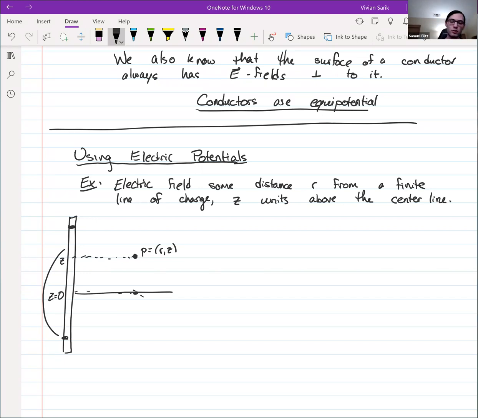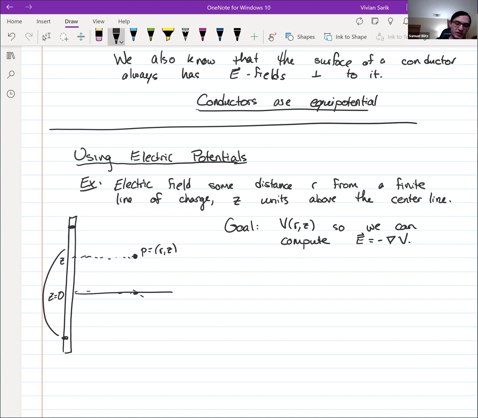So our goal first is to find V of r and z, so we can compute the electric field by just taking the negative gradient of V. So that's what our goal is going to be. It's going to be to find this electrostatic potential first.